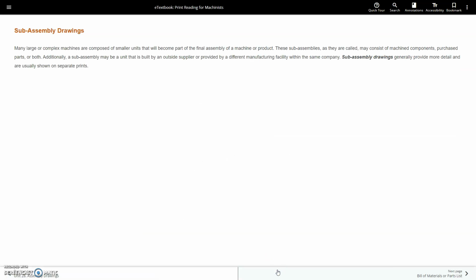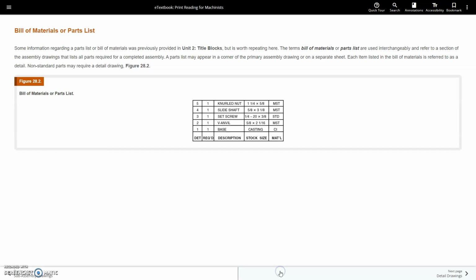Sub-assembly drawings. Many large or complex machines are composed of smaller units that will become part of a final assembly of a machine or product. These sub-assemblies may consist of machine components, purchased parts, or both. Additionally, a sub-assembly may be a unit that is built by an outside supplier or provided by a different manufacturing facility within the same company. Sub-assembly drawings generally provide more detail and are usually shown in separate prints.